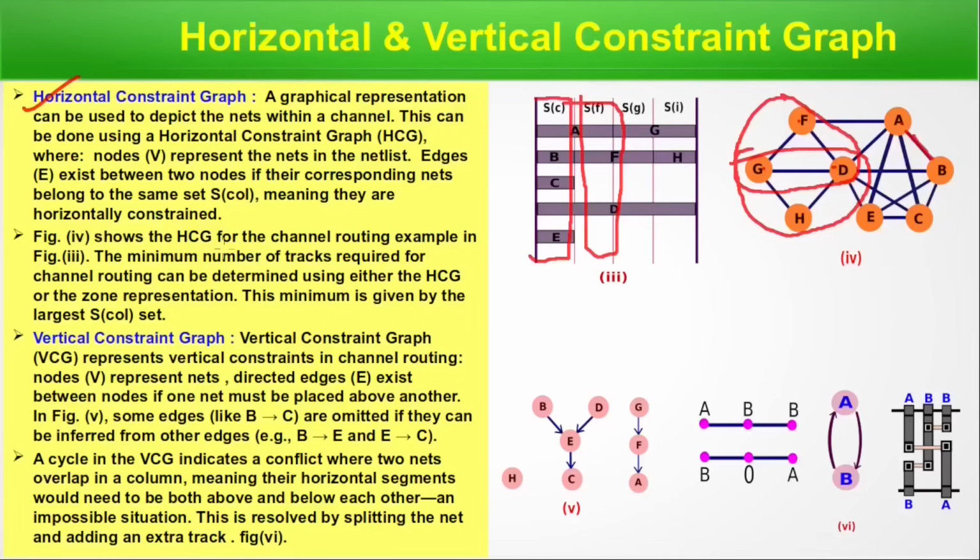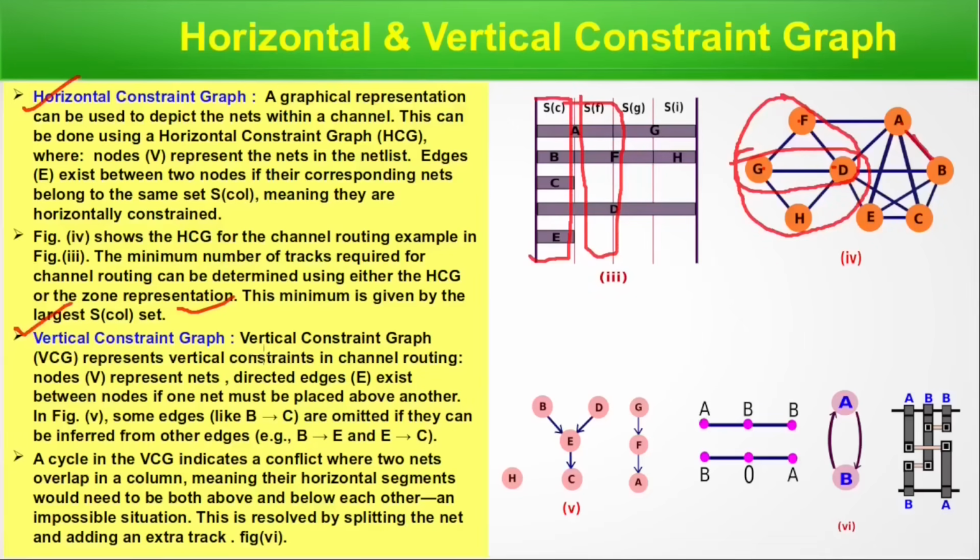So figure 4 shows the HCG for the channel routing example in figure 3. We have repeated figure 3 here just for reference, and the minimum number of tracks required for channel routing can be determined using either the HCG or zone representation. This minimum is given by the largest column set. So we have taken only those minimal sets, and this is the HCG or horizontal constraint graph of this zone representation.